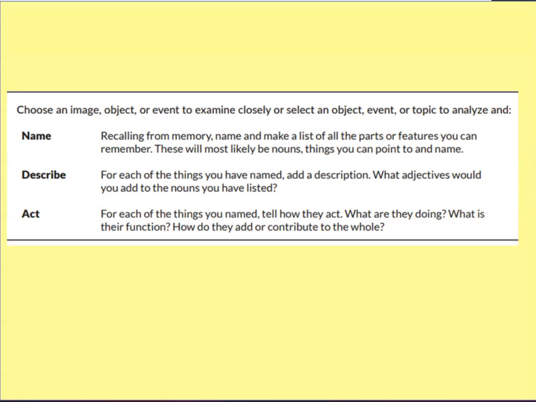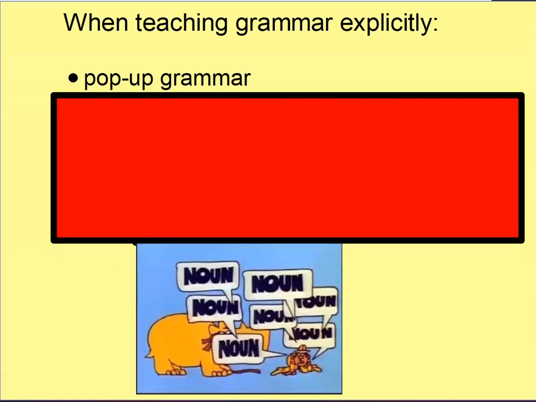Choose an object. This is right out of the Harvard Project Zero thinking routines. Choose an image, object, or event to examine closely, or select an object, event, or topic to analyze and name it, describe it, and act it. Okay, so that's your memory recall, which is the bottom of Bloom's taxonomy, right? Memory is so crucial to us in world language. Describe, add a description. Oh, we love matching adjectives to nouns out here, don't we? And act. How do they act? What are they doing? What's their function? How do they contribute to the whole?